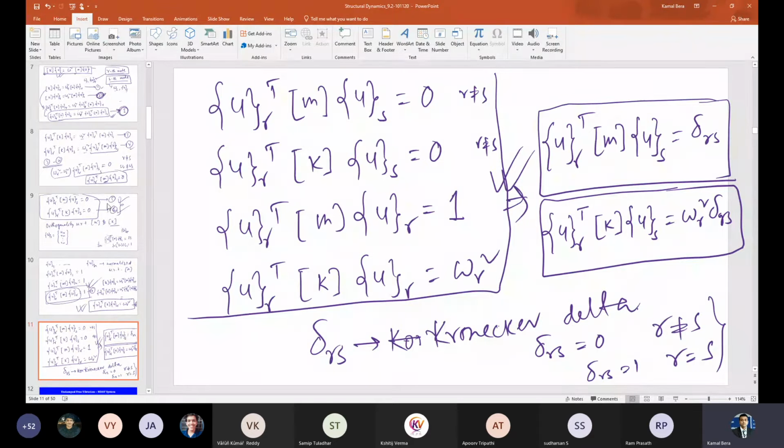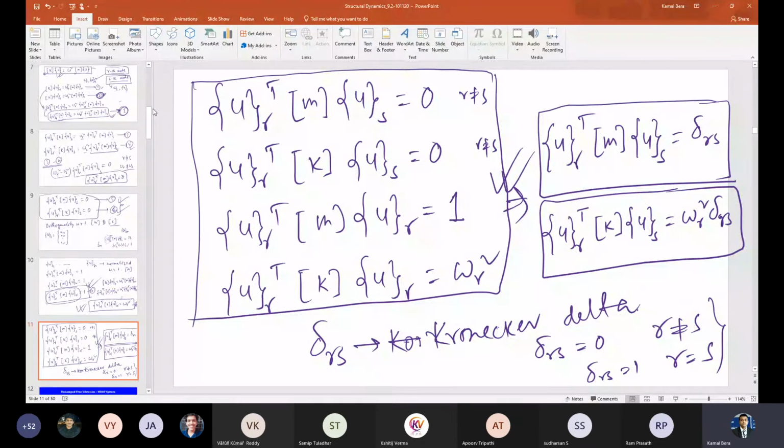The basic thing is that you should remember these 4 things. If R is different from S, then the mode shapes are orthogonal with respect to the mass matrix and stiffness matrix. So U10 transpose M into U11 equals 0, or any other pair of different modes. And if the modes are the same, then UR transpose M UR will be 1. Remember, this is on the condition that the mode shapes are mass normalized. If that condition is satisfied, then UR transpose K UR will be omega R square. Any issue so far?